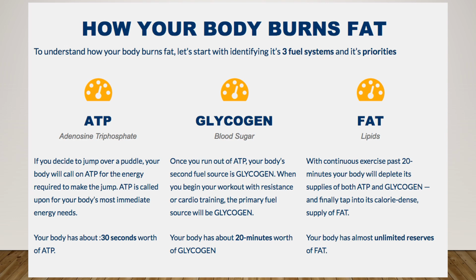Okay, so if you're working out, 30 seconds used by ATP. Now next 20 minutes were used by glycogen. Now what? From where are we going to get this energy? Last is fats, lipids. With continuous exercise past 20 minutes, your body will deplete its supplies of both ATP and glycogen, and finally tap into its calorie dense supply of fat. Your body has almost unlimited reserves of fat.